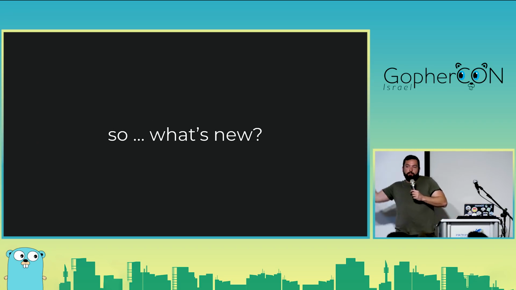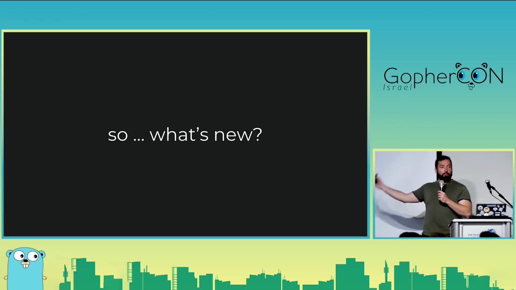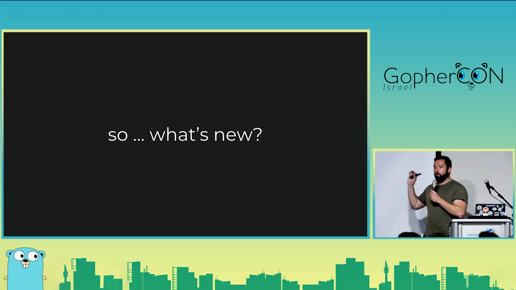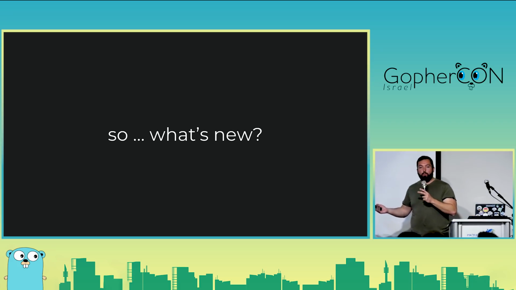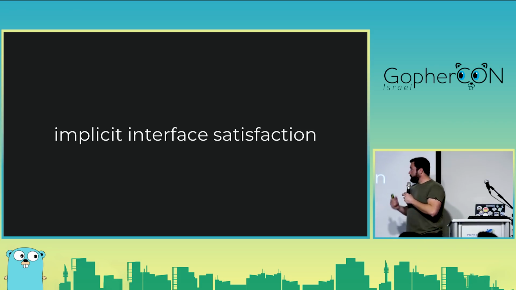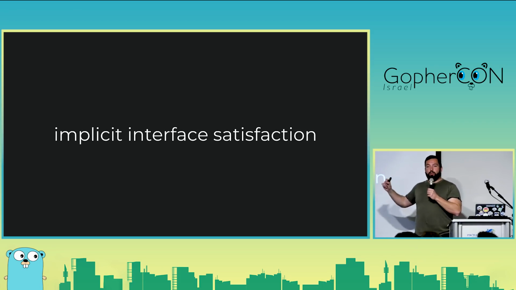So what's new, right? This is something that you can do with literally every single programming language that has an interface. Why is Go different? Why do we have interfaces that are cooler than anyone else? This, implicit interface satisfaction. What does that mean?